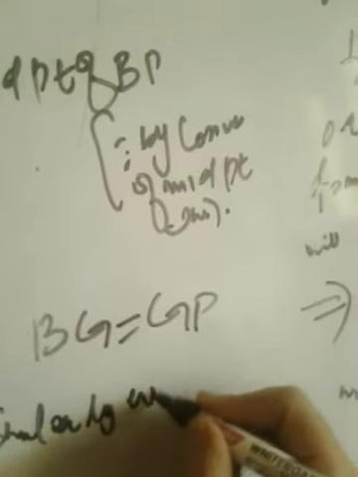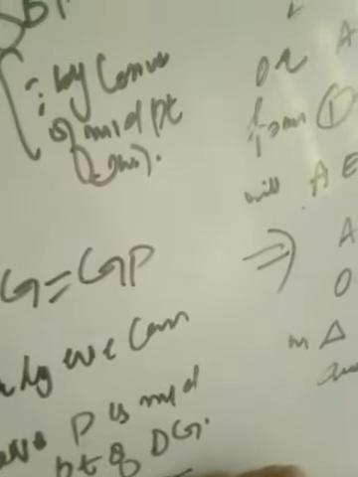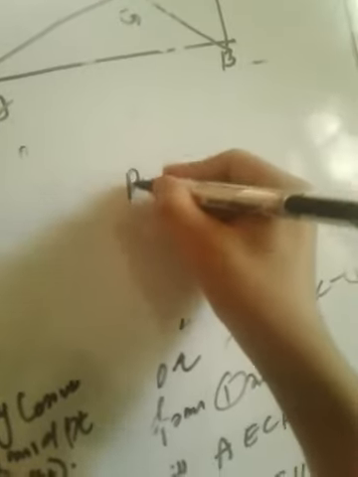Similarly, we can prove that P is the midpoint of DG. That means PG equals PD. So we got PG equals PD. So have a look, we got 3 equal sides. Therefore, we will write it here. Please pause the video here to note it down. We will write now. Therefore, BG equals GP equals PD.